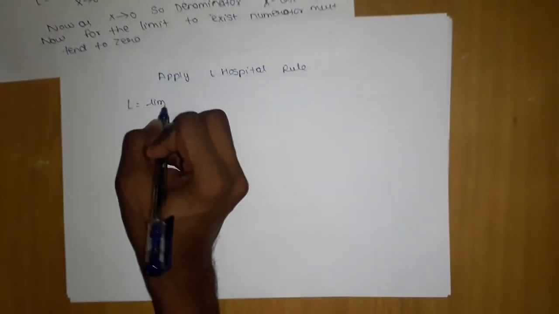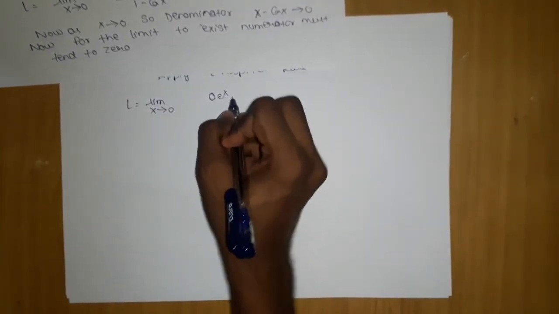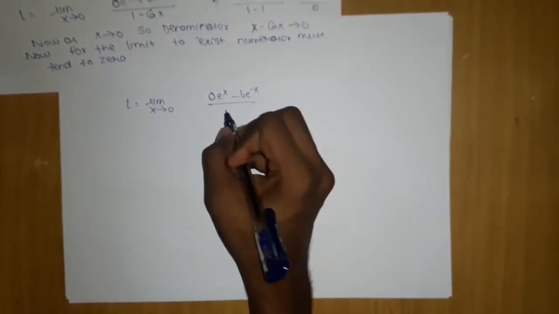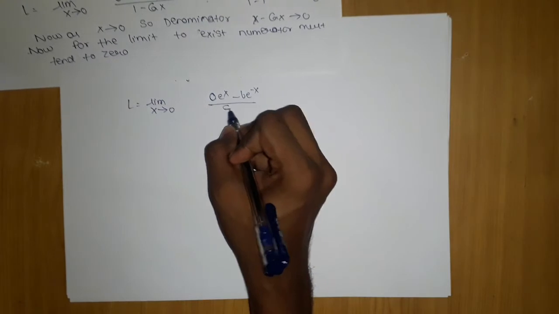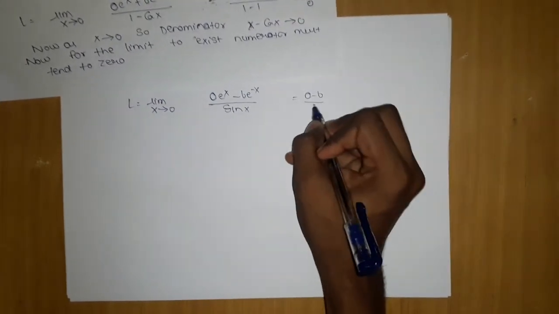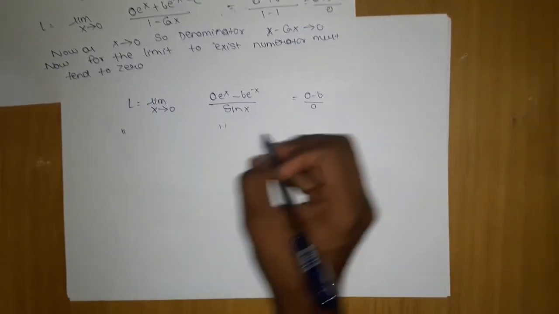Which gives me the limit of (a e^x minus b e^(-x)) by minus sin x. If I substitute, I have (a minus b) by 0. So we are going to get the same thing. Okay, now you can write, or let me write.